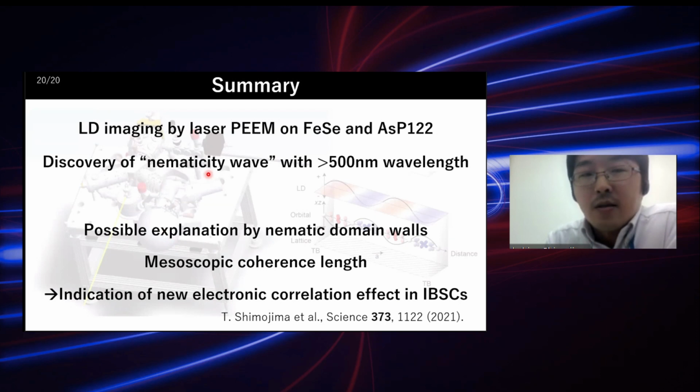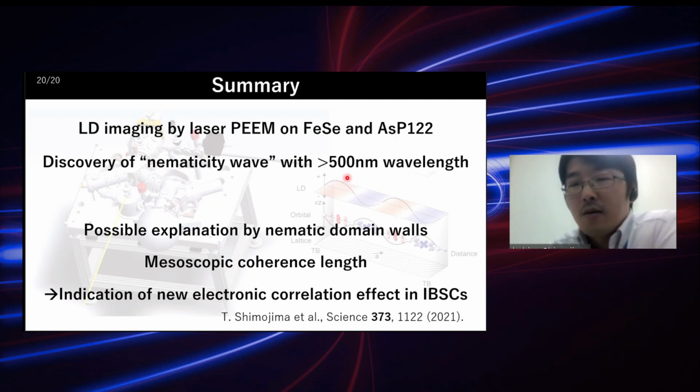Okay, in summary, we performed the LD imaging by laser beam on iron selenide and the 1 to 2 system, and we found the nematicity wave with a wavelength longer than 500 nanometers. So its possible explanation may be nematic domain walls, and the important indication is its mesoscopic coherence length. So these data may indicate the new electronic correlation effect in iron-based superconductors. Thank you very much for your attention.